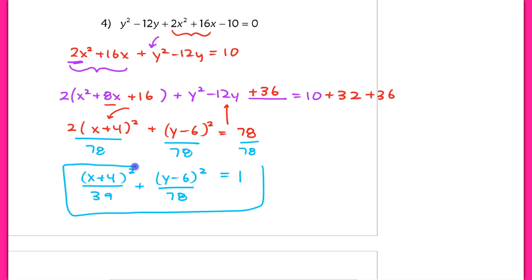Now, some people have a hard time with this one because they think that these numbers here must always be perfect squares, but they don't have to be perfect squares. In this case, r sub x would just be kind of an irrational number here, root 39, and r sub y is going to be the square root of 78. So they're not pretty numbers, but that's okay to have a number that's not necessarily a perfect square.